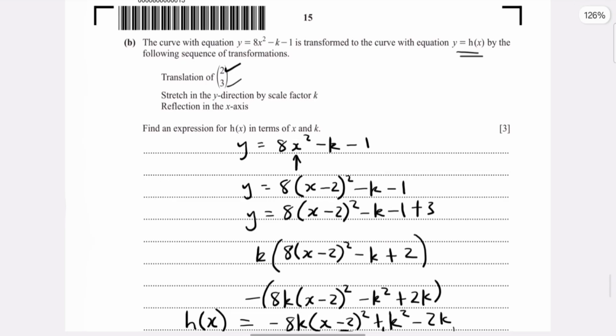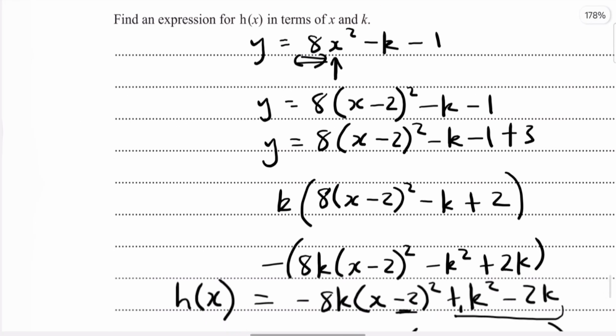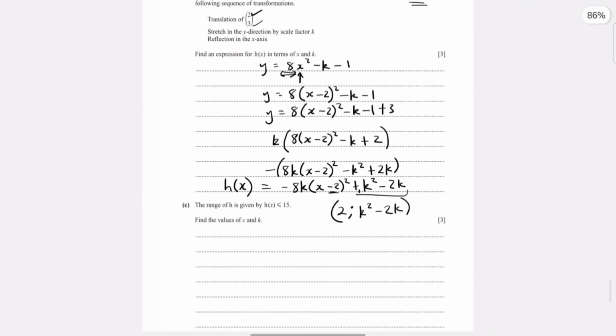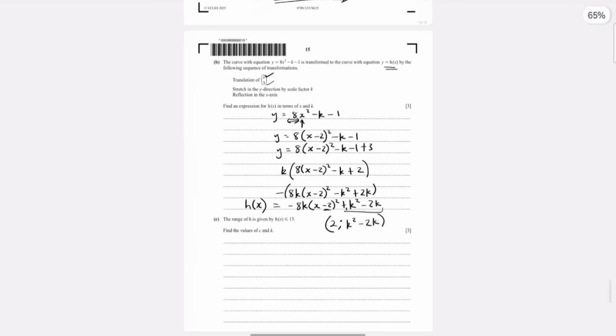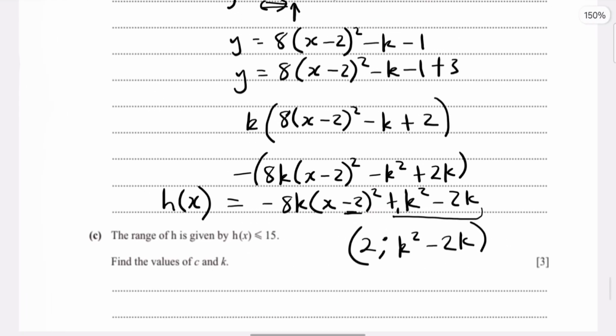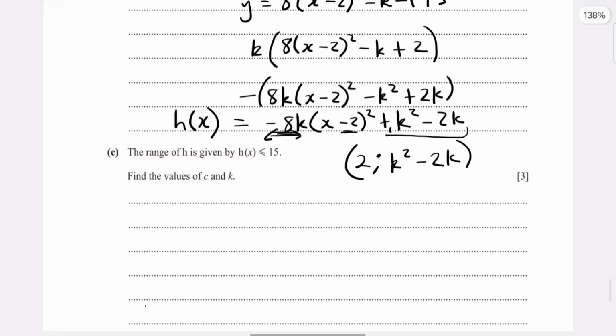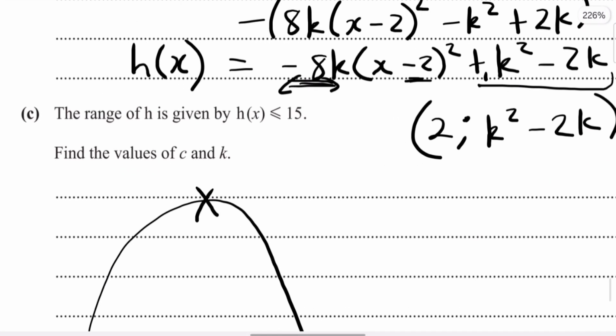And looking at our equation, the coefficient of x squared was positive, oops, it's negative now. So it's now facing down because it's negative, as we're referring to h of x. So it will be looking like this, and this will be our point (2, k squared minus 2k).